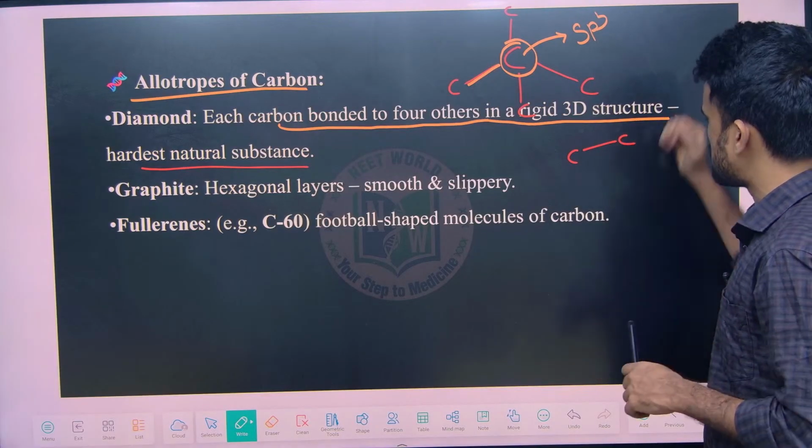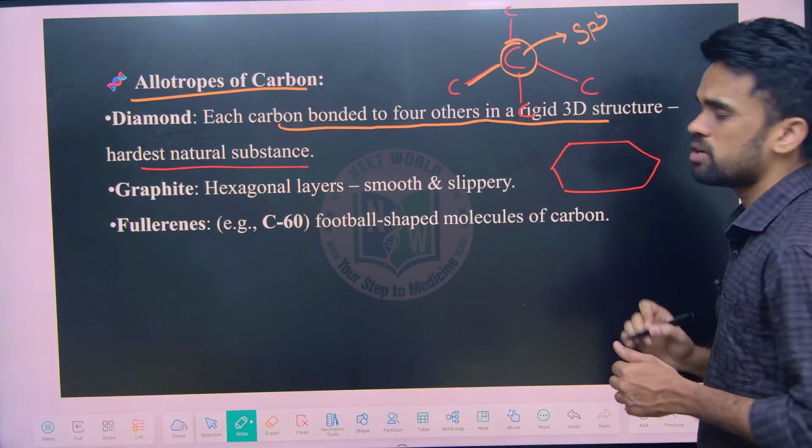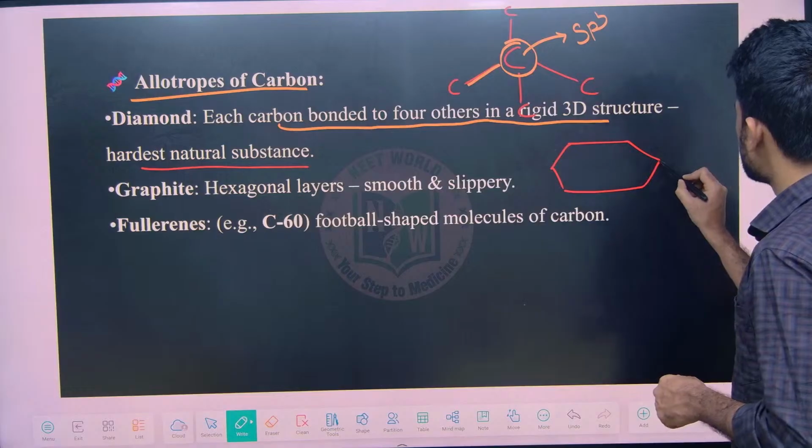Let me make the structure like this. It will be in ring form, cyclohexagons. So like this it will be.